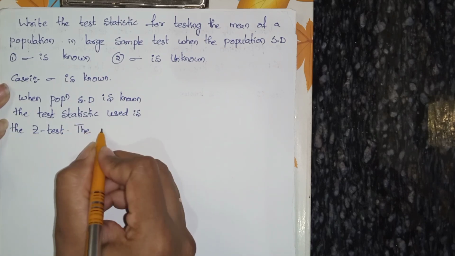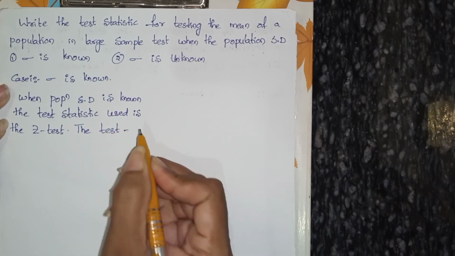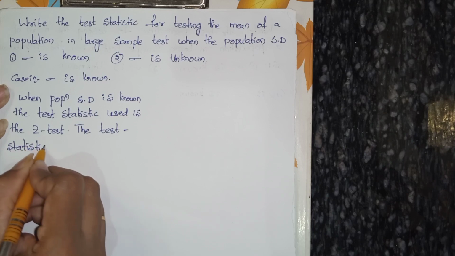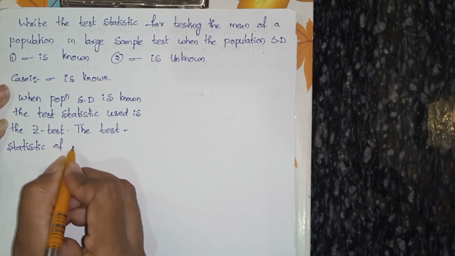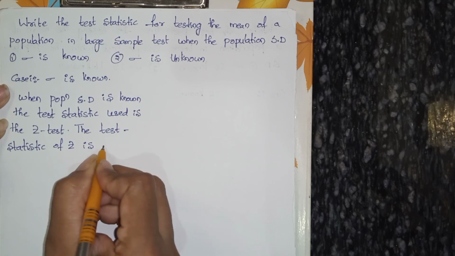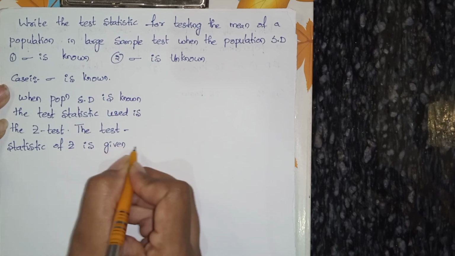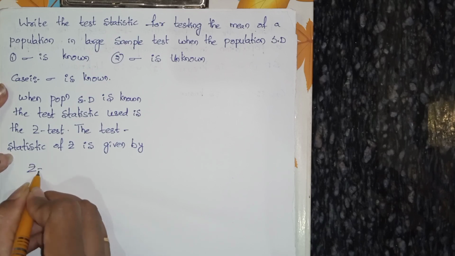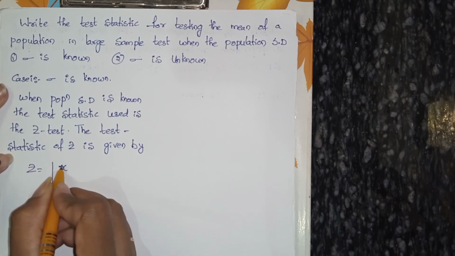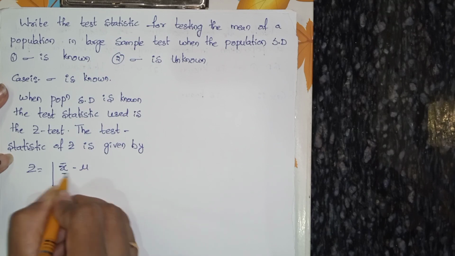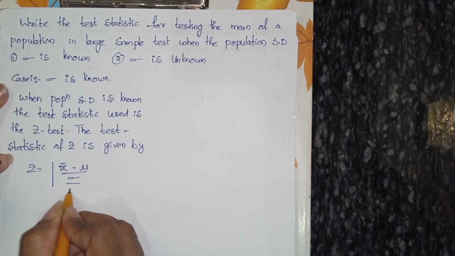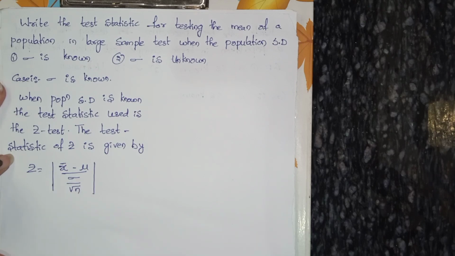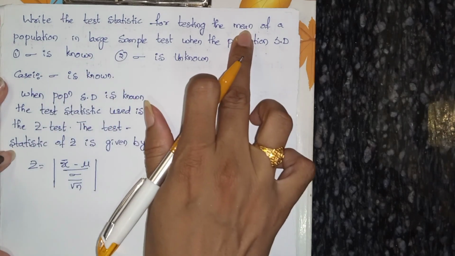The test statistic of z is given by z equals mod of x bar minus mu by sigma by root n. So this is our test statistic in order to test the population mean.